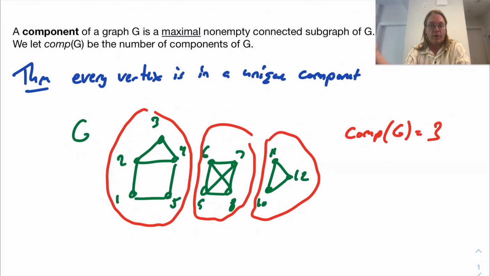And what our theorem is going to tell you is that every vertex is in a unique component. So for every vertex, it's in one of these little connected pieces, one of these components. I do think this is kind of easy and intuitive. I don't think conceptually this is particularly challenging, but I want you to take note of the proof stuff.